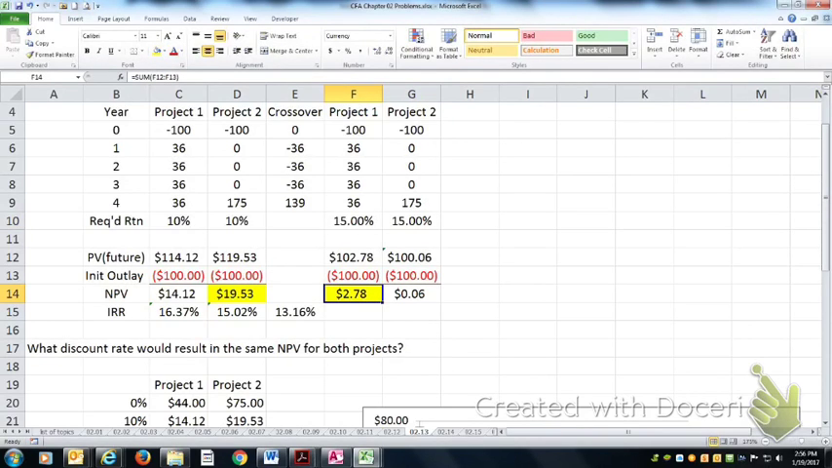Okay, so the crossover point or the crossover rate, we use that to tell us at what point does the answer change. Does one of the projects become more profitable than the other? And the answer is at 13.16%, which is the internal rate of return of the difference in the cash flows between the two projects.